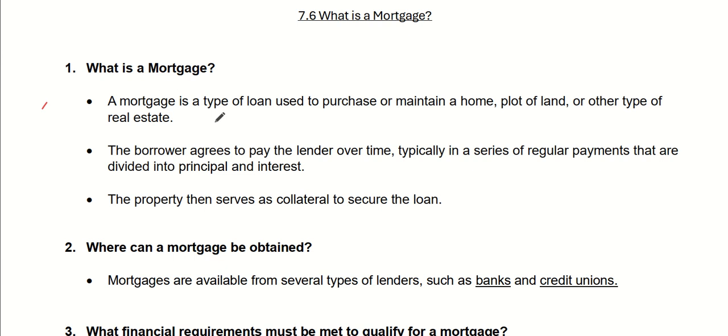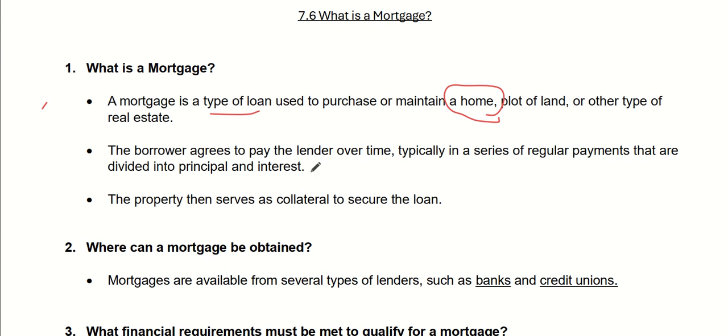So what is a mortgage? Well, in short, it's a type of loan, and it's typically used to purchase a home, plot of land, or some other real estate. But at the end of the day, it is a loan that you get from the bank. So you're borrowing money from the bank. And mortgages are typically associated with just getting a home. So when you buy a house, that's basically a mortgage. When you get a condo and borrow money from the bank, that's a mortgage.